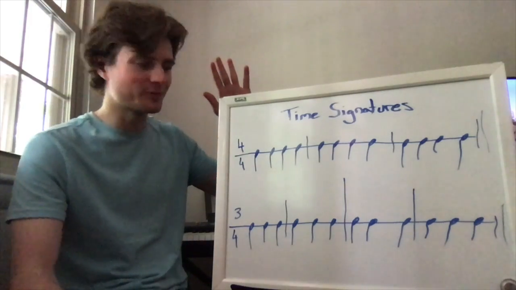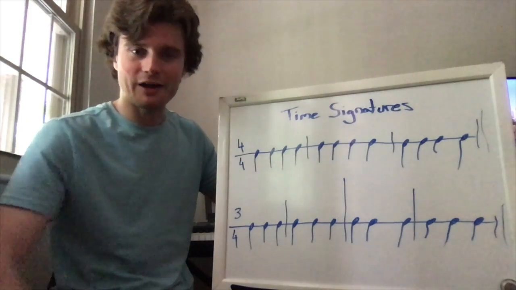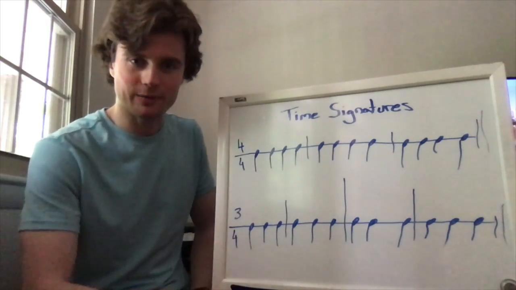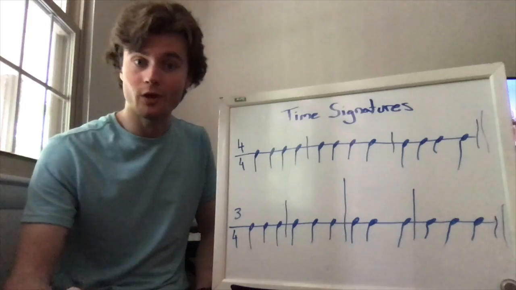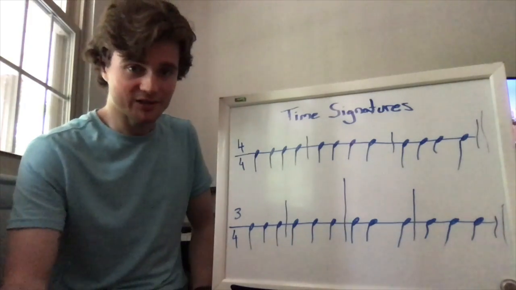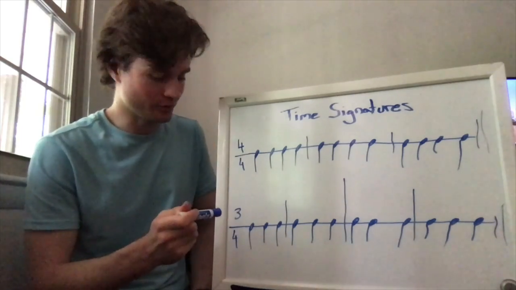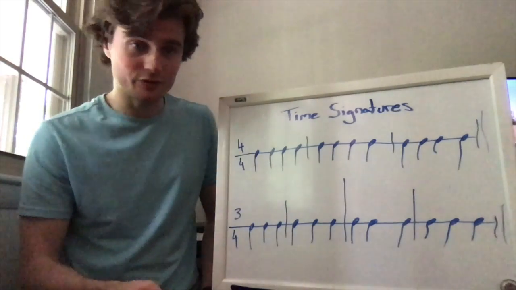Welcome back, students. So now that we have an understanding of how to do the math that is involved with time signatures, it's time to talk about why time signatures are useful. Why do we have them to begin with? Specifically, how does a measure of 4/4 sound different from a measure of 3/4?